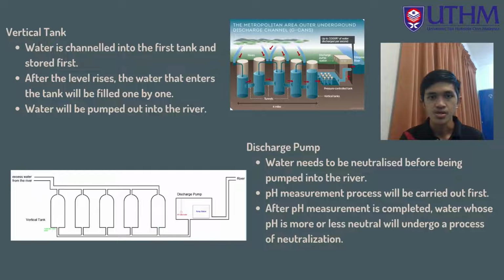The discharge pump also has a limit to neutralize the water with the presence of a buoy on the surface of the water, and the water drainage will be closed when it reaches the limit.